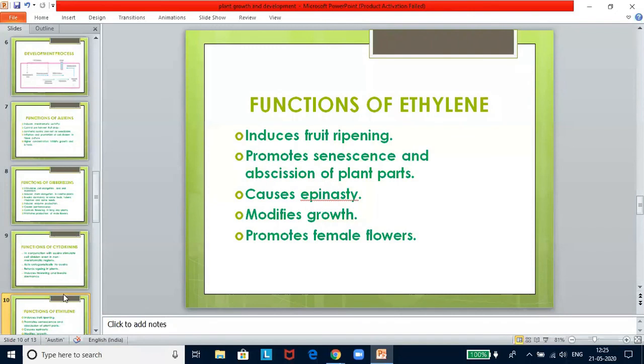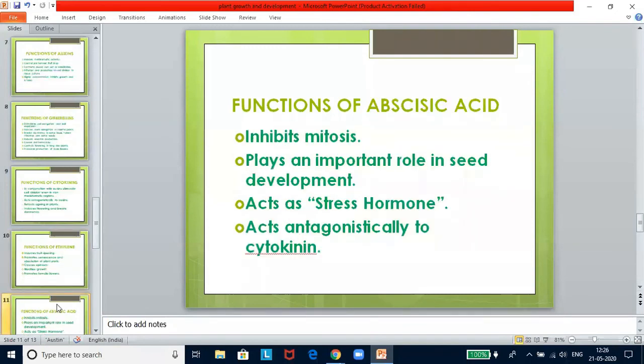Abscisic acid inhibits mitosis in vascular cambium and causes active axillary buds to become dormant with the approach of winter. It also inhibits growth of excised embryos, and plays a major role in seed development, maturation and desiccation. Desiccation means getting dried up and becoming dormant. It also acts as a stress hormone, helping the plant to cope with adverse environmental conditions. For example, under severe drought, abscisic acid prevents water loss by causing stomatal closure.